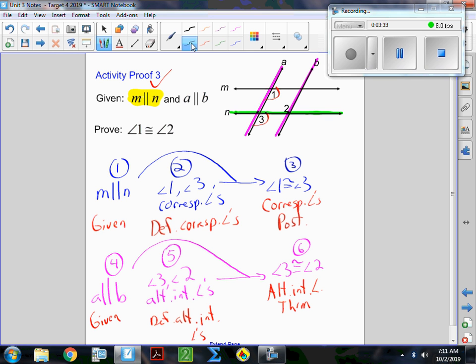And now I can use transitive as my last step to say that because angle 1 is congruent to 3 and 2 is congruent to 3, angle 1 is congruent to angle 2 because of the transitive property.